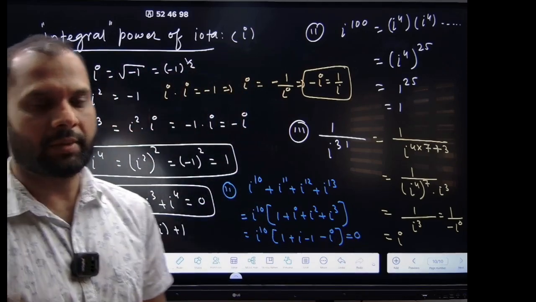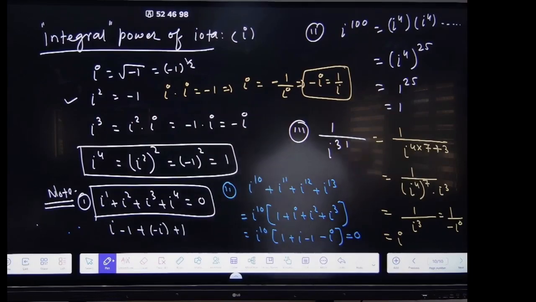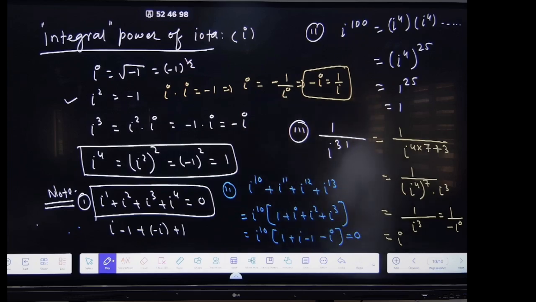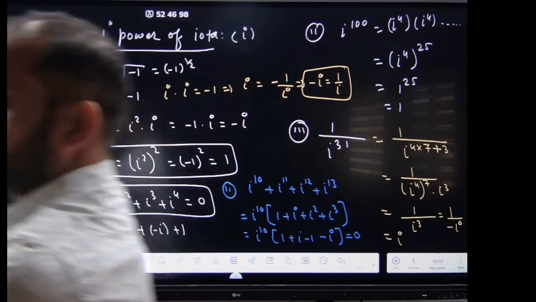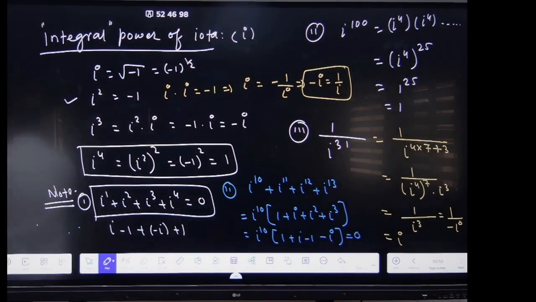So, any 4 consecutive numbers you have, irrespective of this and that, like 10, 11, 12, 13, or 100, 101, 102, 103, the summation of 4 consecutive powers of iota is always 0. I hope you are getting it. So whenever a big number is there, try to write it in terms of 4, that is 4 into some integer plus or minus something. The 4th power is 1, so those terms will be 1, and only the last power will remain, which is called the integral power of iota.